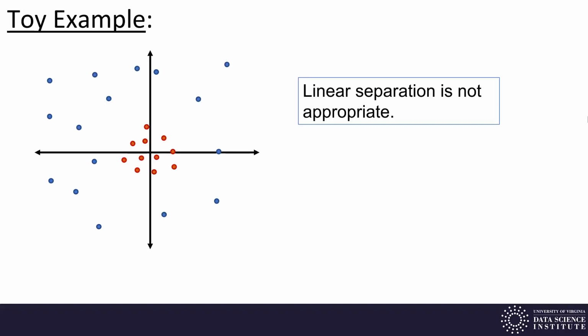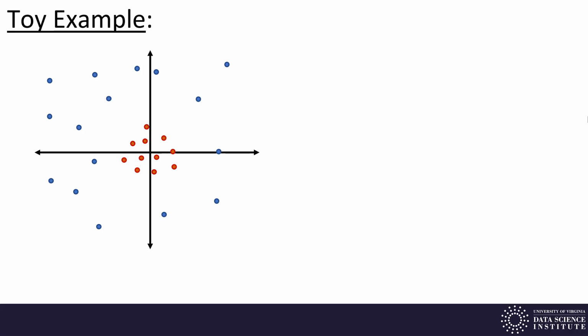So let's start off this video with a toy example. We have two classes here, red and blue, and clearly linear separation is not appropriate. There's no linear separator between these two classes, and it just doesn't make sense. The geometry is wrong. But it's not hard to imagine drawing a circle that's going to separate these classes. It's fairly clear that the circle is going to separate these two classes just fine.